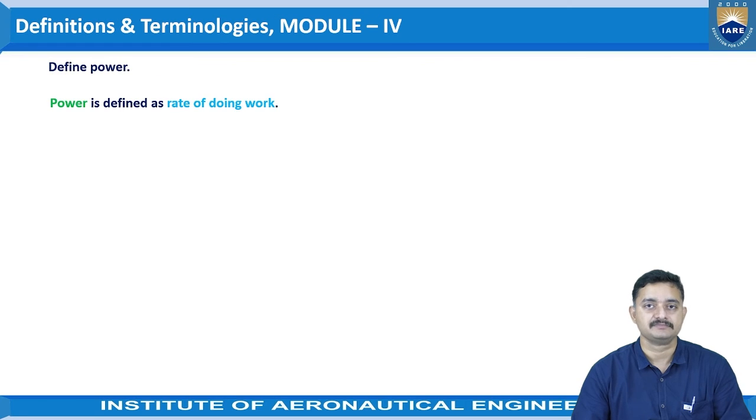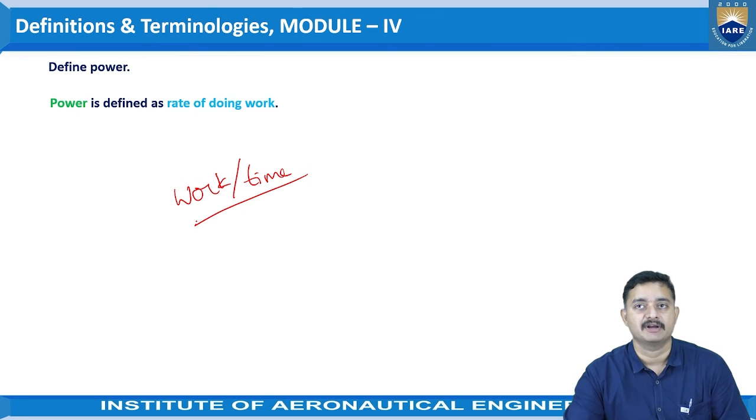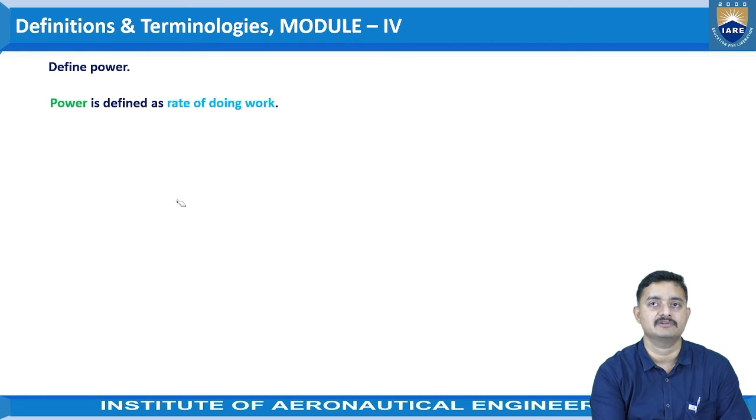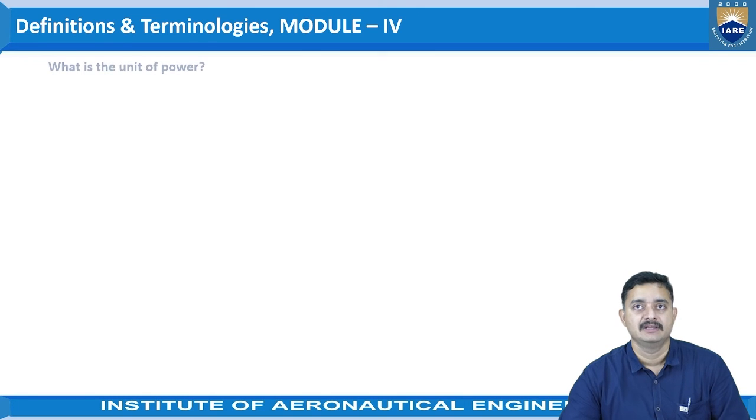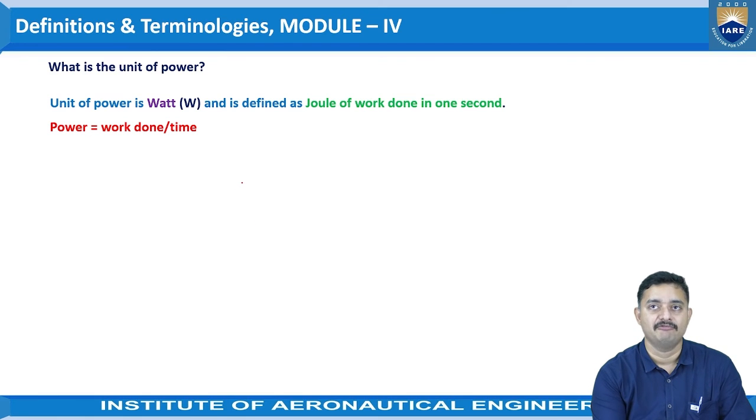The representation is given as work done by time, that is, work done per second. Then what is the unit of power? The unit of power is the watt, represented by uppercase W, and it is defined as 1 joule of work done in 1 second. So power is equal to work done by time, and the unit is watt: W is equal to joule per second. Joules per second is the watt.